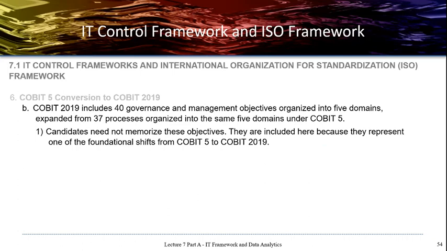COBIT 2019, I mean the version COBIT 5 to 19, includes 40 governance and management objectives organized into 5 domains, expanded from 37 processes organized into the same 5 domains under COBIT 5. So candidates need not memorize these objectives. I mean, you don't need to. They are included because they represent one of the foundational shifts from COBIT 5 to COBIT 2019.